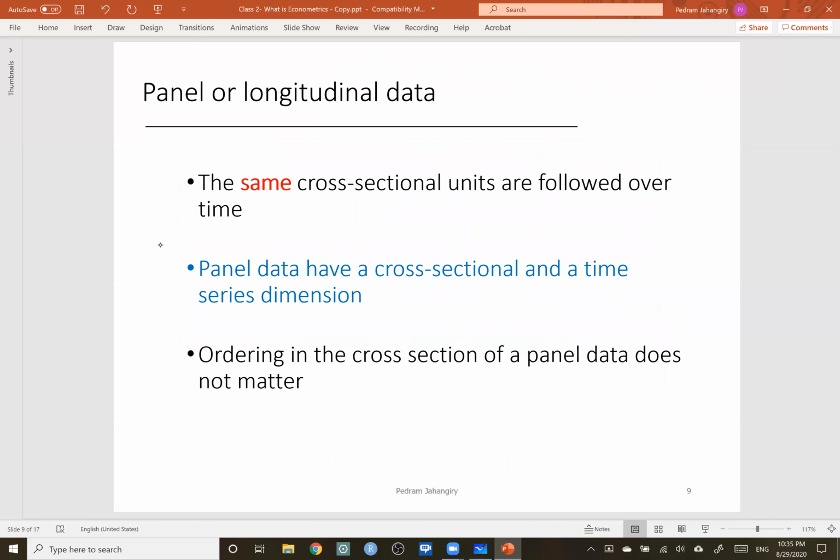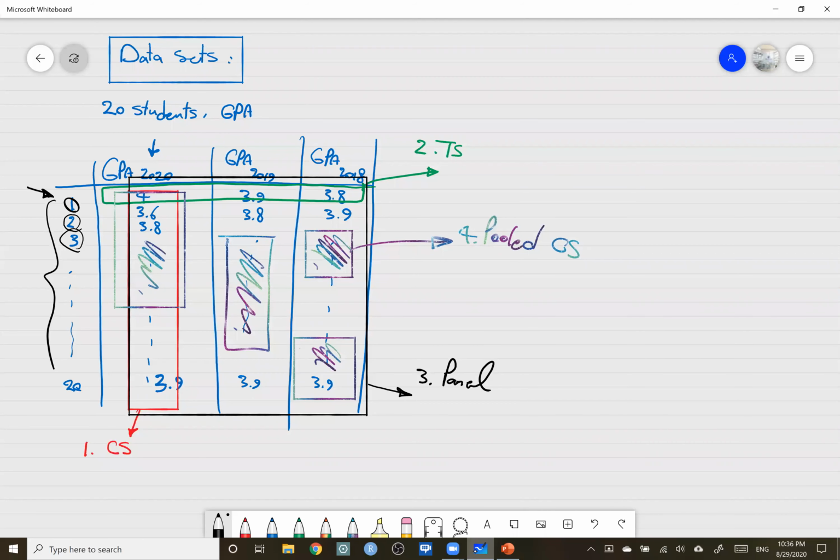Then the next one is panel or longitudinal data, which is a combination. But I want you to focus on these key terms. The same cross-sectional units are followed over time. This is key. Same cross-sectional units. Let's go back to our example. I have 20 students here. I am looking at cross-section 1, cross-section 2, cross-section 3. They're all the same, all 20 of them over time.